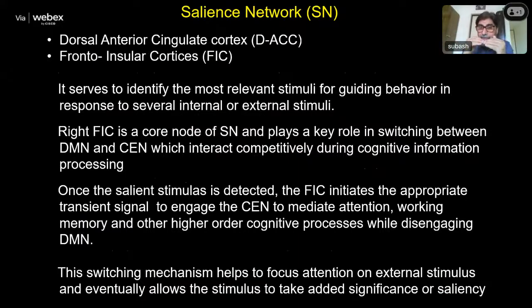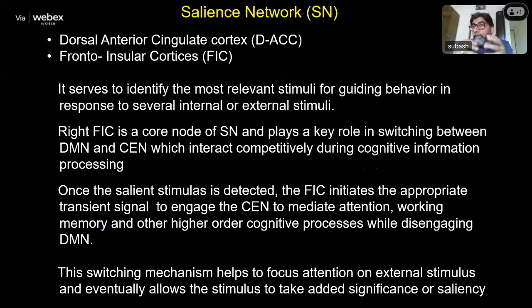Now what this salience network will do is give you inputs that you have to shut down the DMN and start the relevant networks, the relevant areas. You have to perform this task now. It will send internal signals that the DMN should be disengaged now, because there's a task waiting to be done. So basically, the salience network detects the stimulus, and then the fronto-insular cortex initiates the appropriate transient signal to engage the central executive network to mediate attention, working memory, and all other higher cognitive processes.